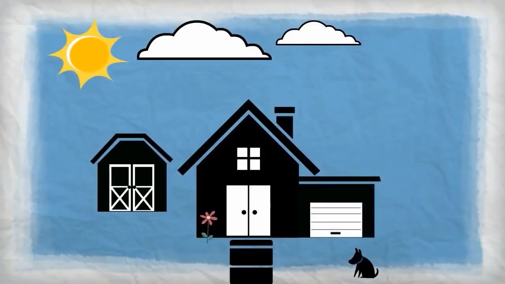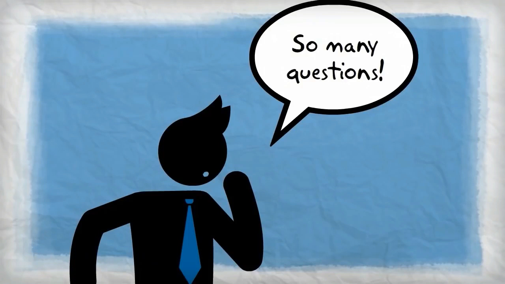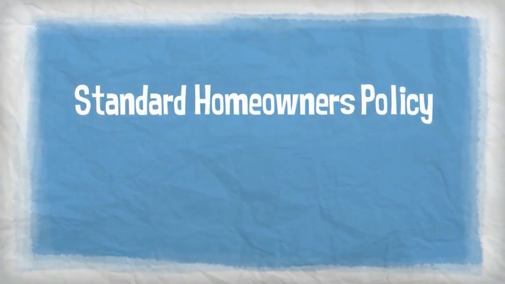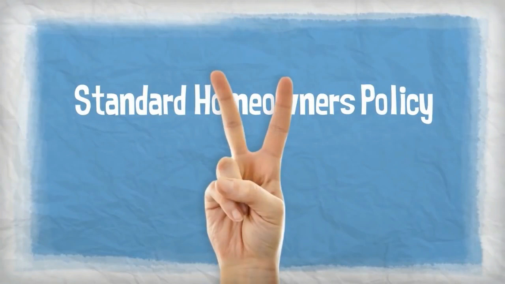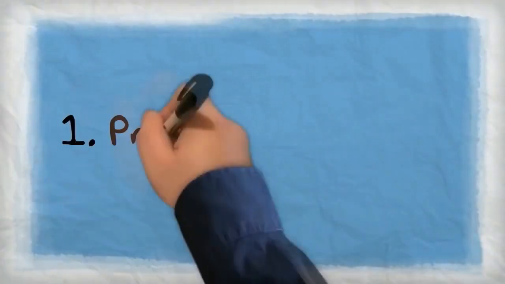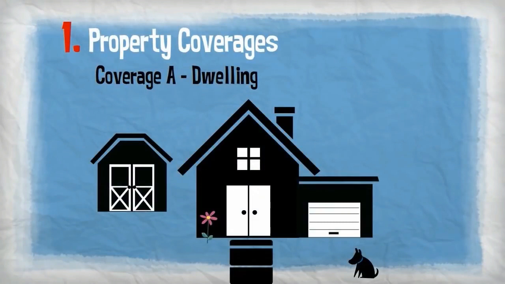Your home is your most valuable investment, so it only makes sense to protect that investment with insurance. While it sounds simple, homeowners insurance can create more questions than answers. Let's break down the coverages. The standard homeowners policy is divided into two sections: property coverages and liability coverages. Let's start by taking a closer look at Section 1, property coverages.